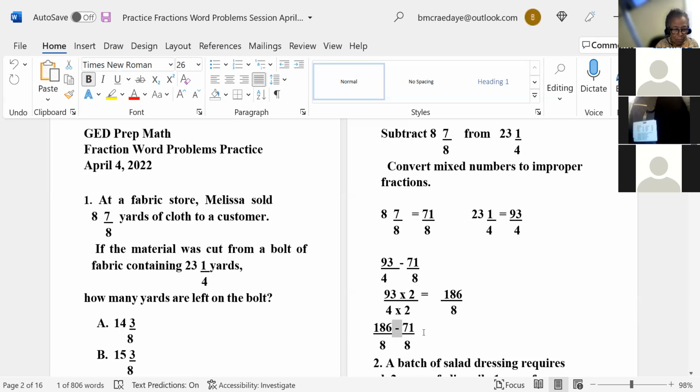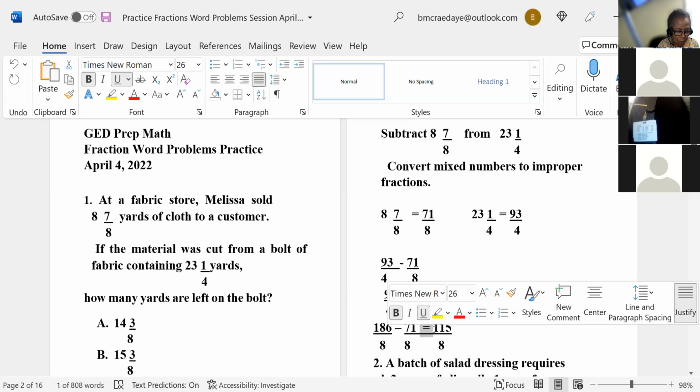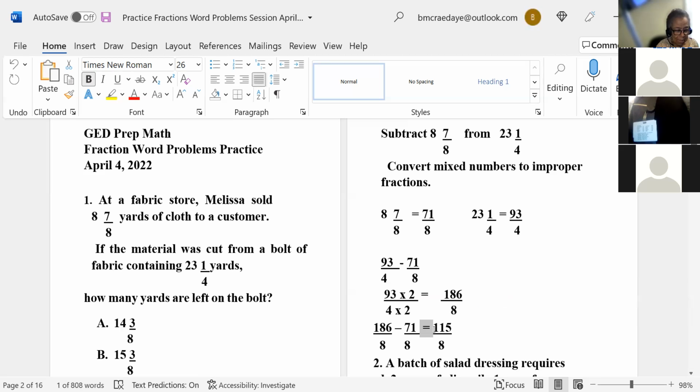Okay, so you got 115 over 8? Yes. Now divide that out. You're going to get a mixed number. What do you get? 8 divided into 115 gives an answer of 14.375. Nope. Your answers are given as mixed numbers, no decimals. Okay, 14 and 3/8. So you got 14 and 3/8. Yes. What answer is that?